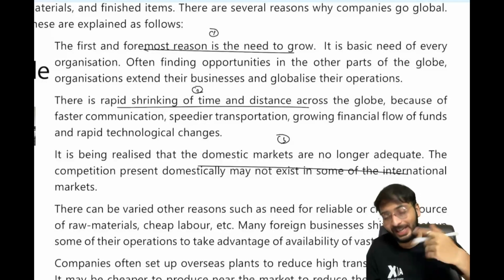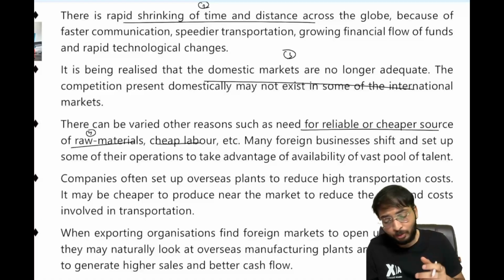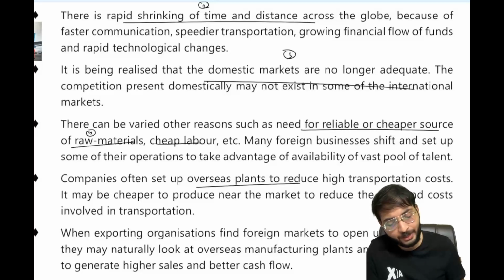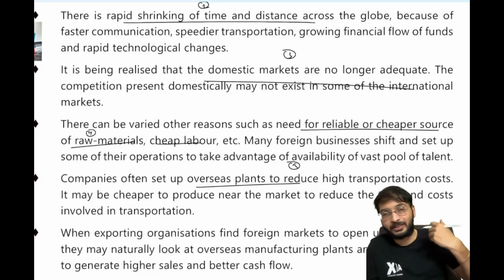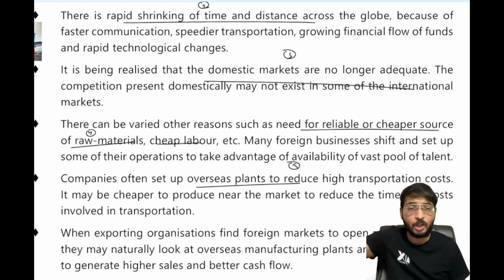You have to export. Number four, when there is a reliable or cheap source of raw materials which is available, like cheap labor. Example, in India the labor is cheap, so you can come up and set up your operations in India itself. That is also going global. Fifth one, plants overseas. They set up their plants to reduce the high transportation cost. Say every day I am exporting something to Dubai. So instead of exporting every day, they can start the plant directly in Dubai itself.